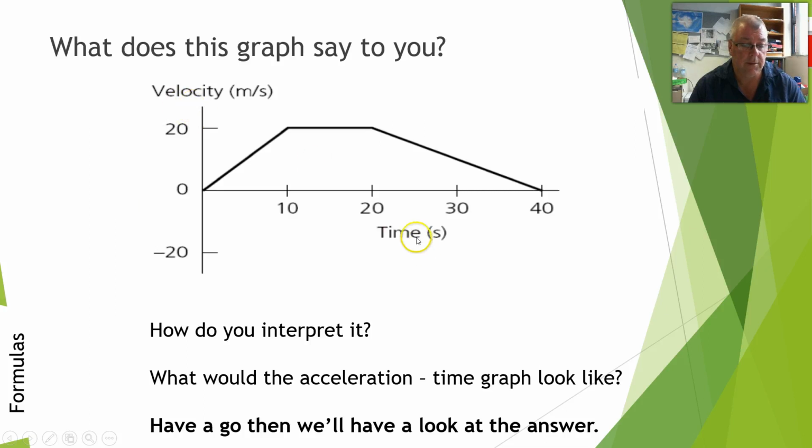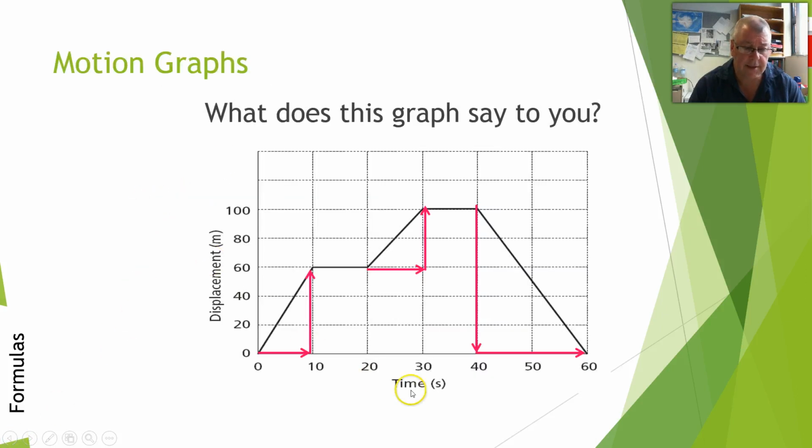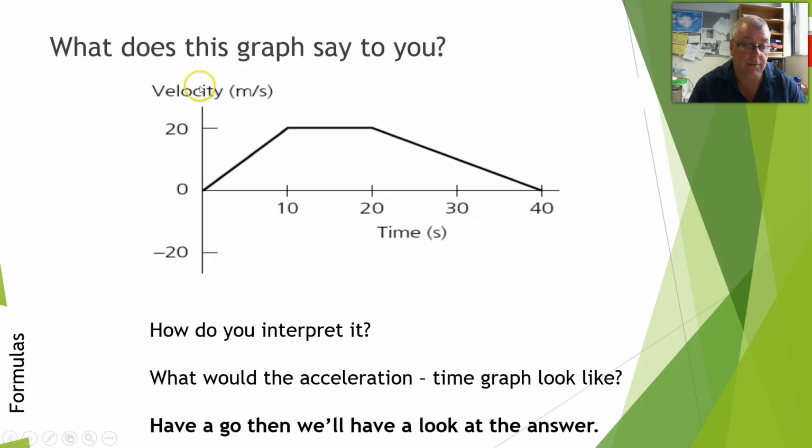Here we have a velocity time graph. Remember, a velocity time graph, what does the slope tell us? Also remember that whenever you get a graph, look at the axes, work out what sort of graph you're looking at. A displacement time graph, the slope gives you the velocity. A velocity time graph, the slope gives you the acceleration, and the area under gives you the displacement. So, what would the acceleration time graph for this one look like? You'd have to work out the slopes by working out the rise over run, and you've got a negative acceleration there, so deceleration.